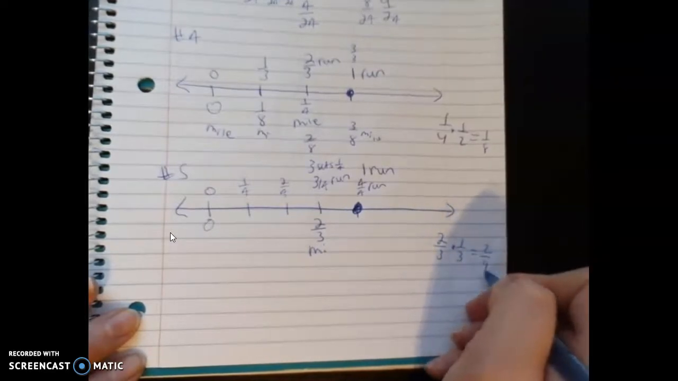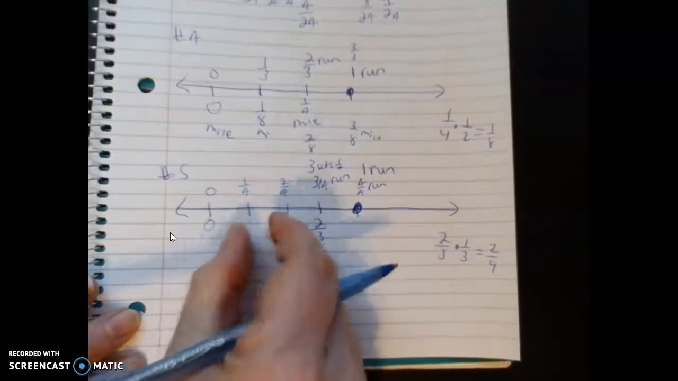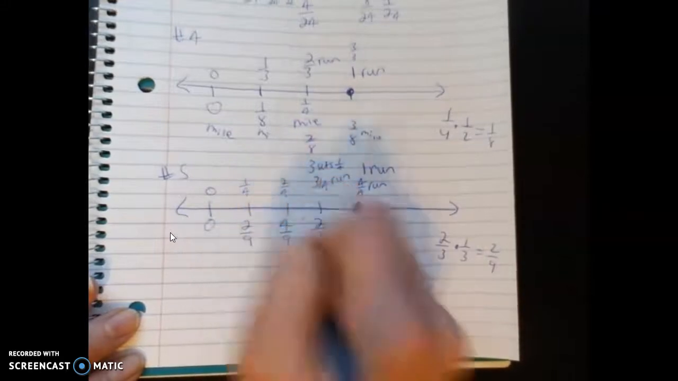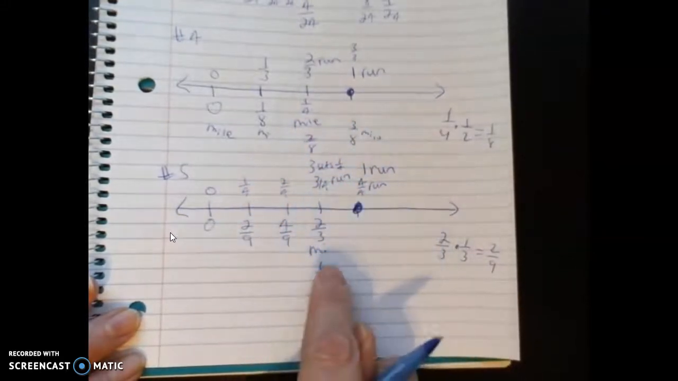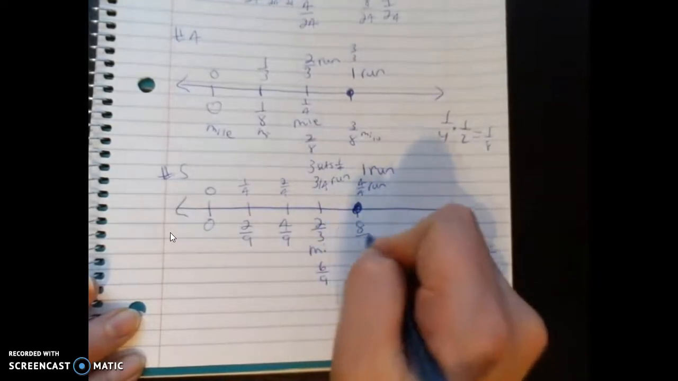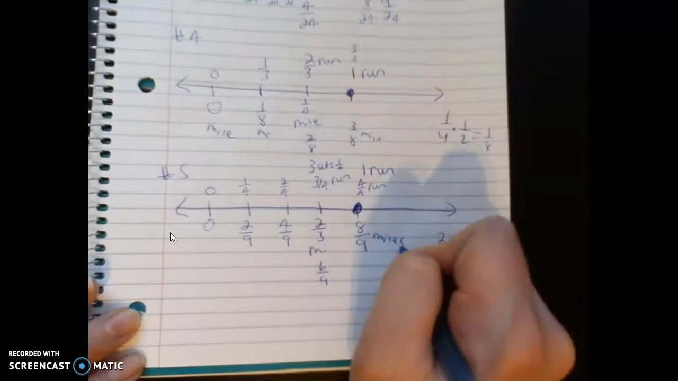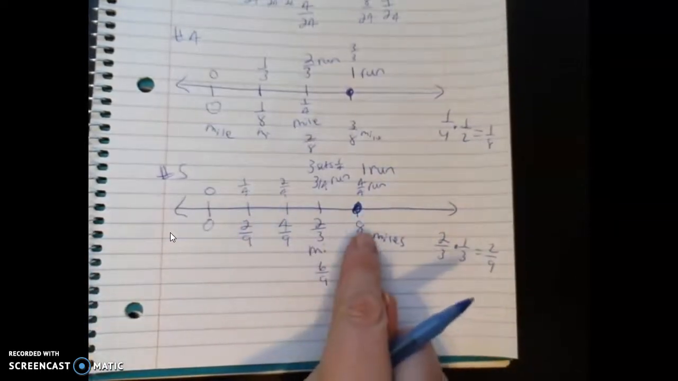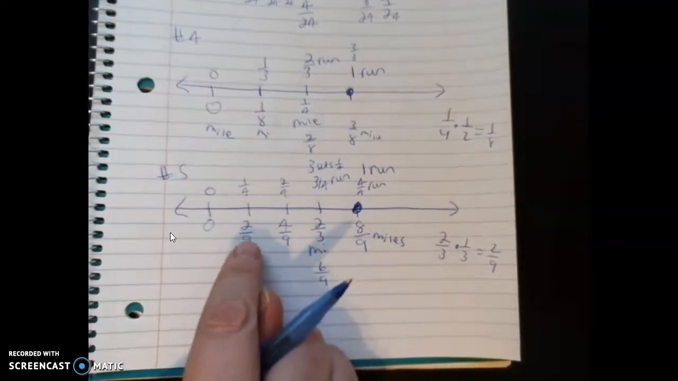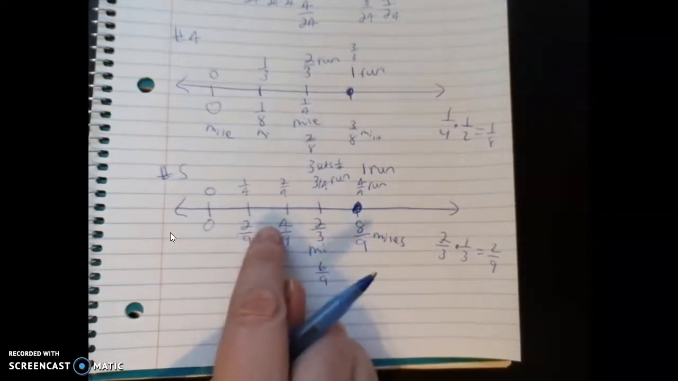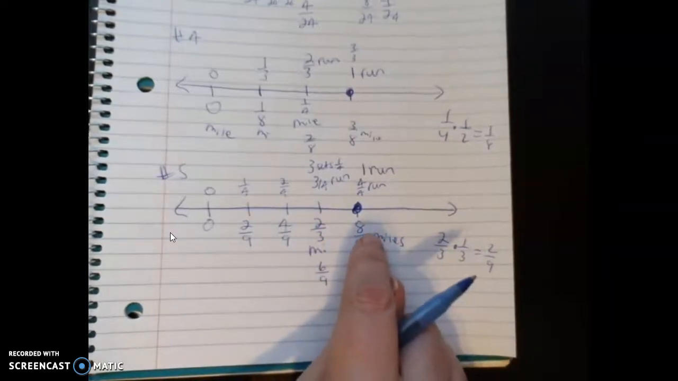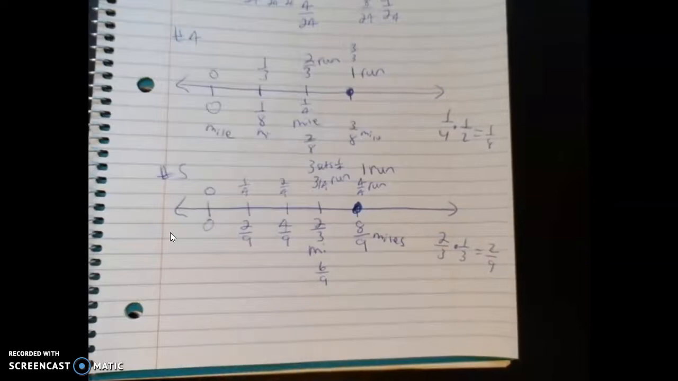So I get 2/9, because each third would be worth 2/9. So let's see what that does. 2/9, 4/9, 6/9, and if I divide by 3, I get that. And then 6/9 and then 8/9 miles. And so it should match up. So if my unit fractions are 2/9, I can count by them: 2/9, 4/9, 6/9, and then 8/9.